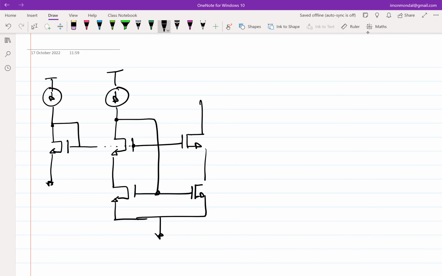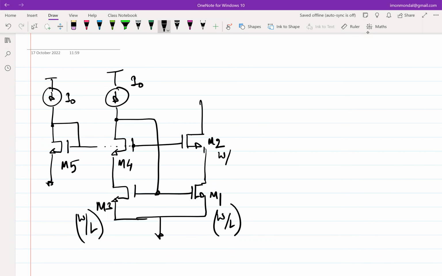Okay, so let's mark. This is I0. Let me call this one, I don't remember the marking, but let's call this M1, M2, M3, M4, M5. Okay, doesn't matter. So let's make all of them W by L, and this one was W by 4L.